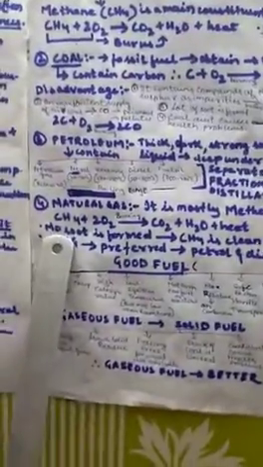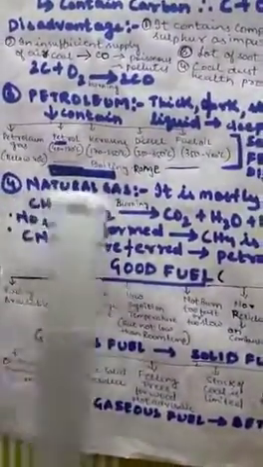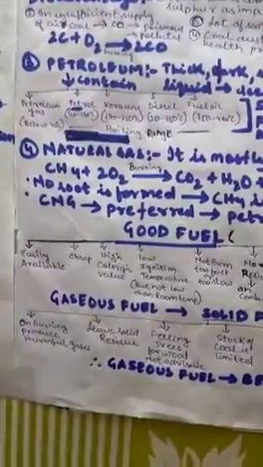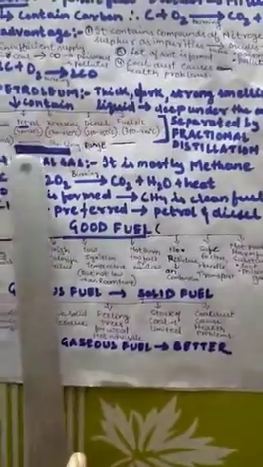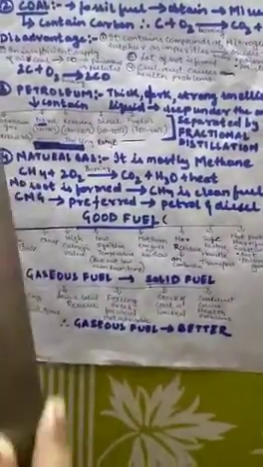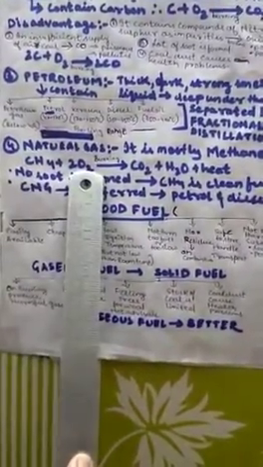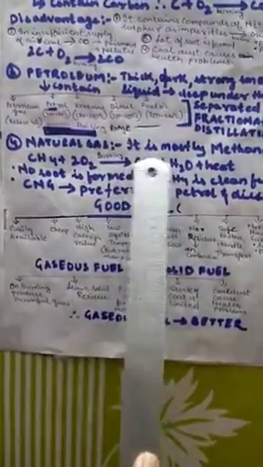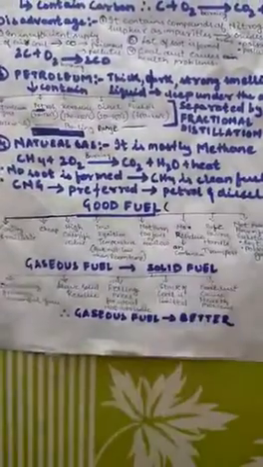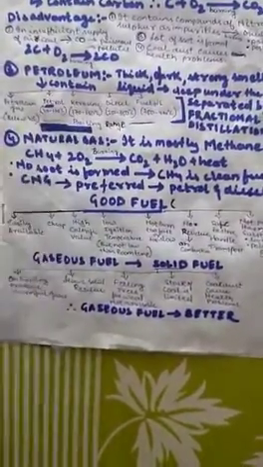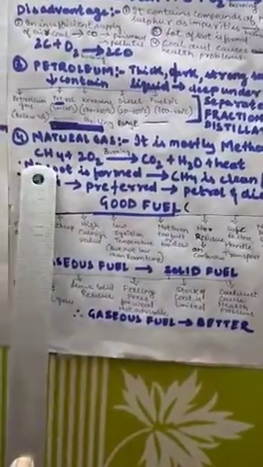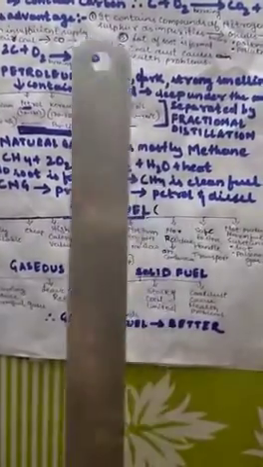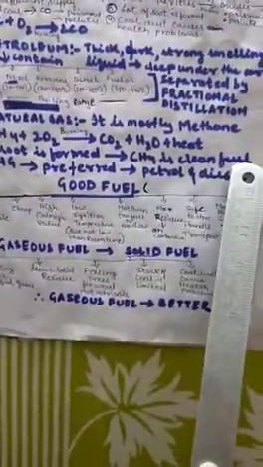Next, the last fuel and a very important fuel, that is natural gas. We all know that natural gas is mostly methane. Methane, as we have seen in the above reaction, when burned in the presence of oxygen produces carbon dioxide, water and heat. The important property here is that no soot is formed. Natural gas is very safe because no soot is formed. Methane's formula is CH4. It is a clean fuel.